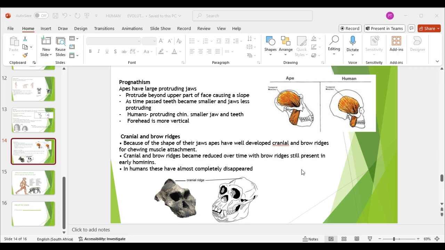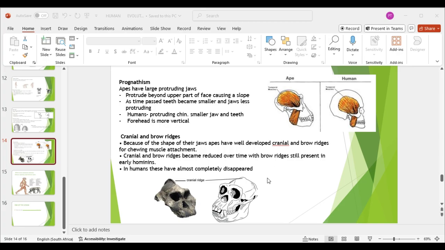And then here we have prognathism. Apes have large protruding jaws, and humans' protruding jaws are smaller. We have smaller jaws and smaller teeth. You can see why the teeth of the apes are larger: because they have protruding jaws. And we have smaller protruding jaws.